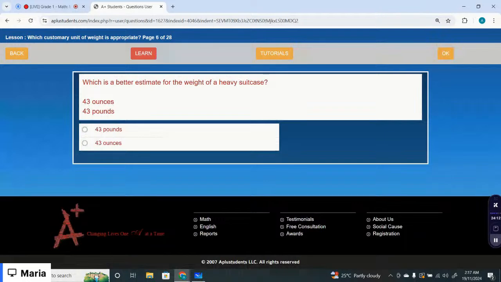Which is the better estimate for the weight of a heavy suitcase? So, which is the correct option? The correct option is 43 pounds. Option number one is the correct option. That must be heavy.